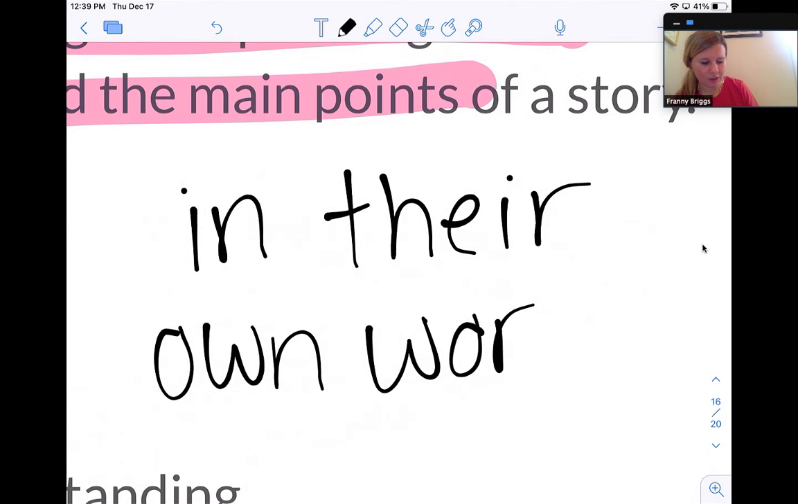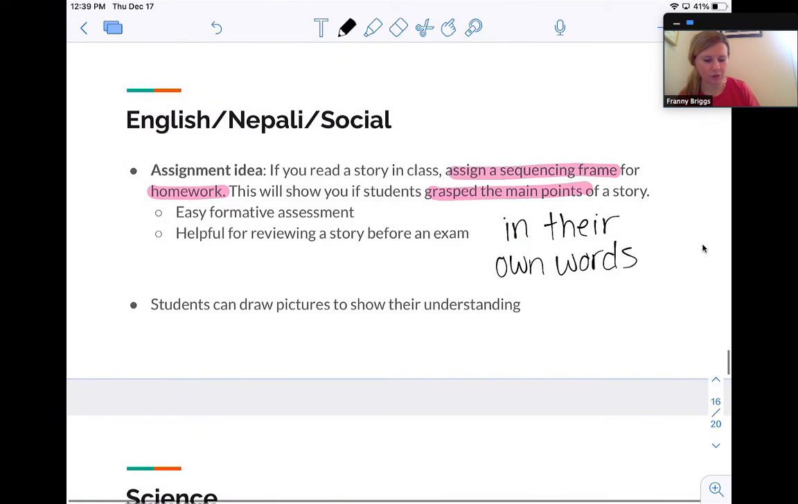When I was teaching 6th class English, I would have them do sequencing frames. And what they would do is they would take little chunks of the novel and pop them into a box in the sequencing frame. That's not helpful. The whole point of a sequencing frame is that you're only taking the most important parts, the most important events.